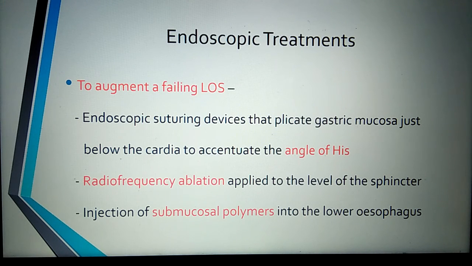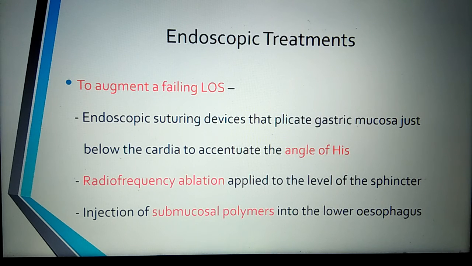After this PPI therapy, some endoscopic treatments are also available, and to augment the function of the lower esophageal sphincter, three things are important. There are endoscopic suturing devices, and they can plicate the gastric mucosa just below the cardia, and in that manner we can accentuate the angle of His, and it is a sort of protective mechanism against GORD.